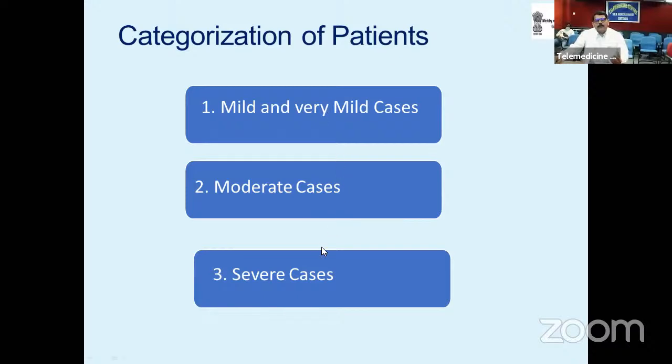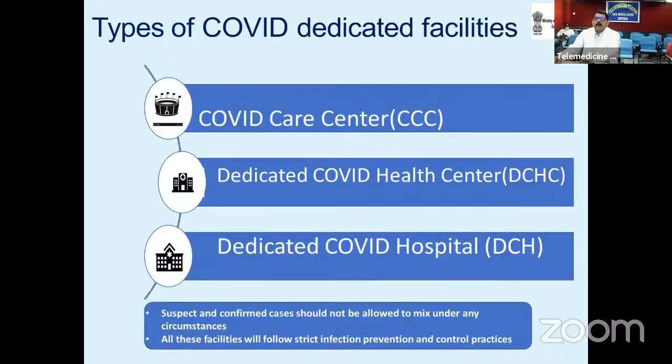And any time the patient is having encephalopathy, mental confusion, the urinary output has come down, and the patient becomes very incoherent with features of multi-organ failure, the patient has become severe. And I'll show you the categorization also.